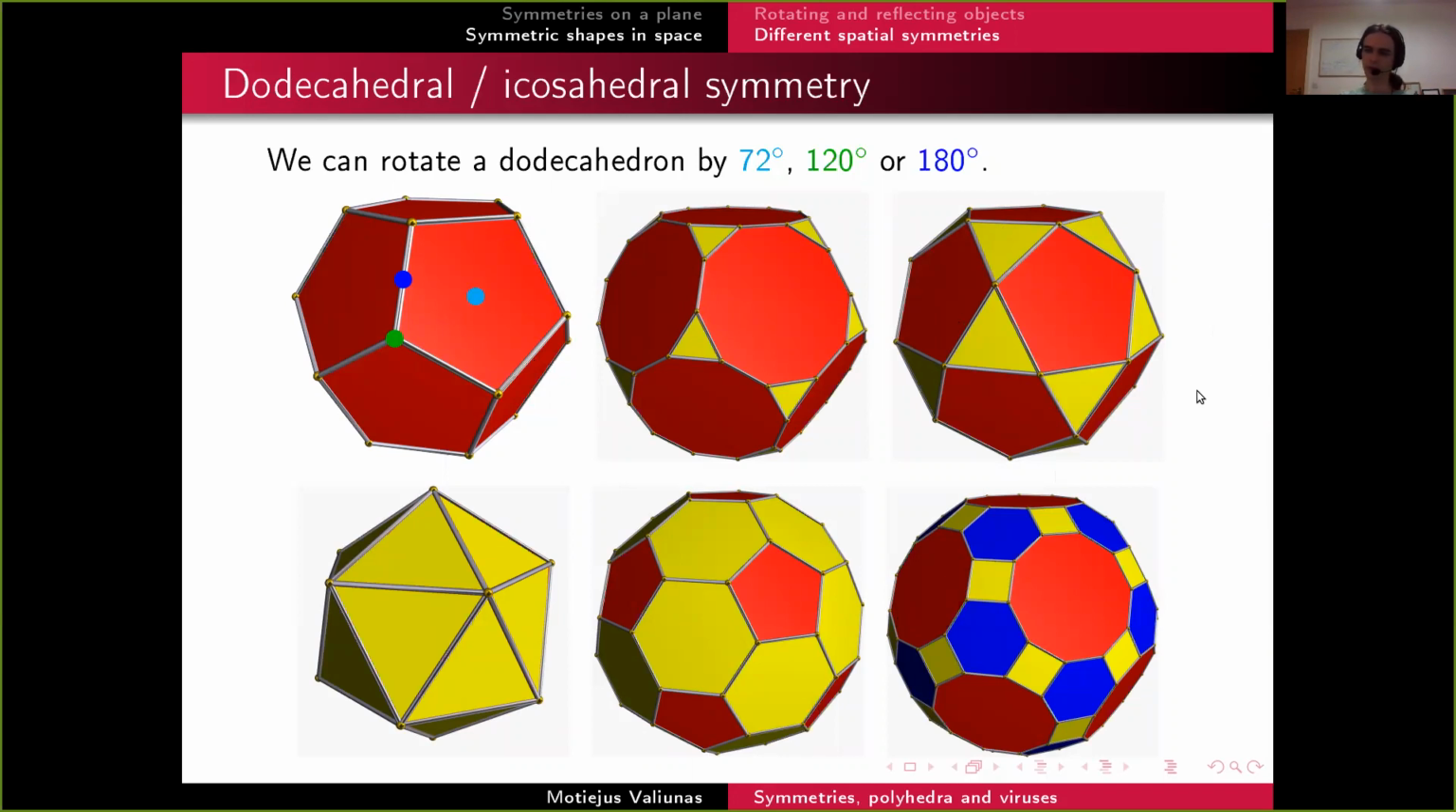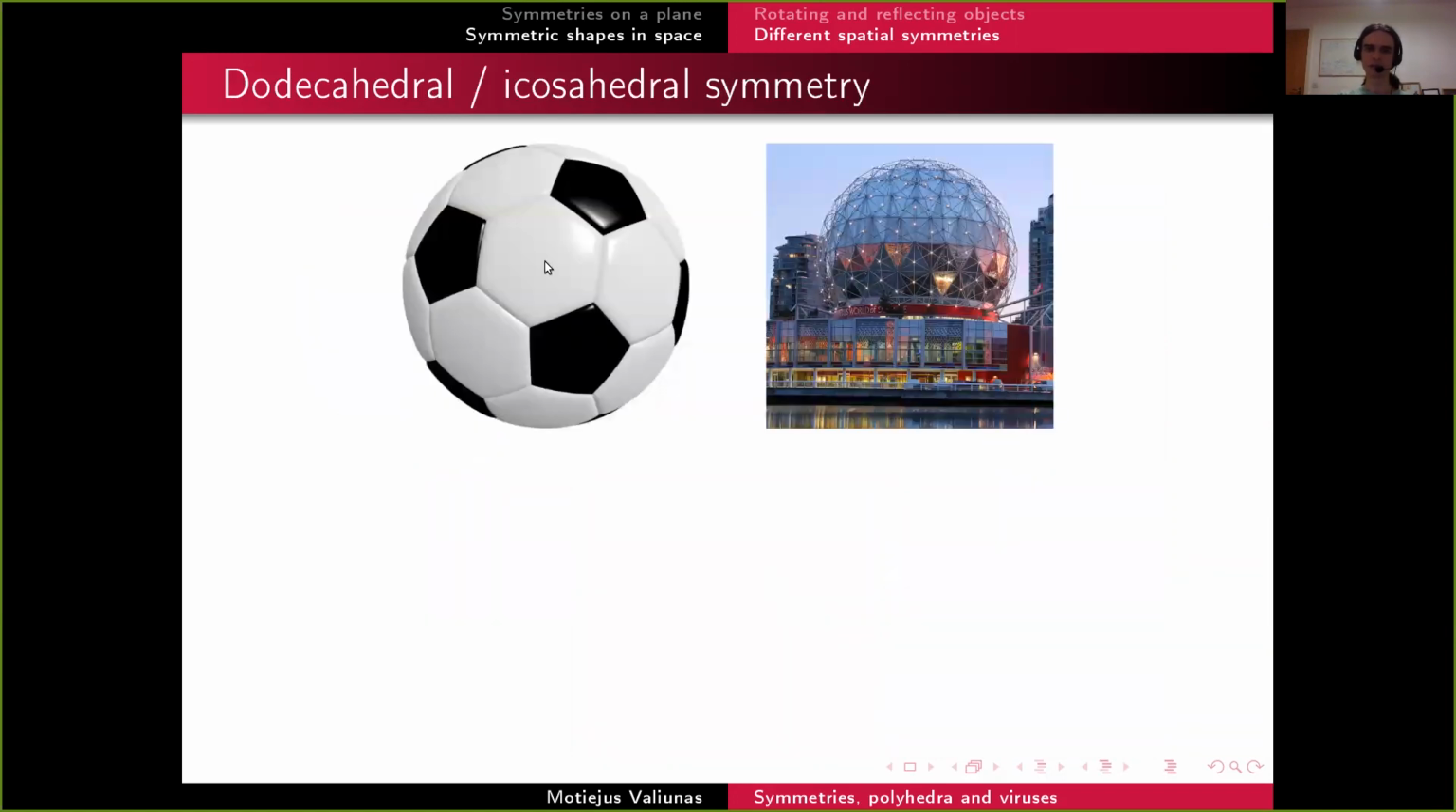Where can we see these kinds of shapes, these kinds of symmetries? Probably you might have noticed at the bottom center example, if we paint the yellow and red parts white and black, then we'll have something that looks like a football, which has the same symmetries as an icosahedron or a dodecahedron. And we also can see some buildings. This is, I believe, a building of a science museum in Vancouver, which has the same symmetries as an icosahedron.